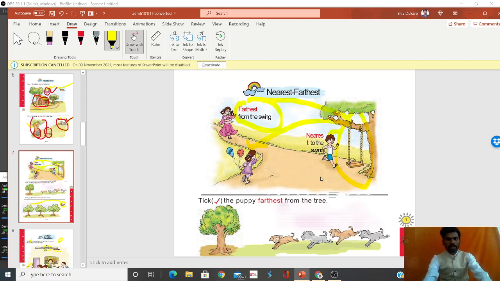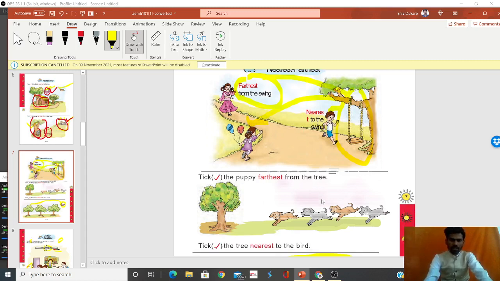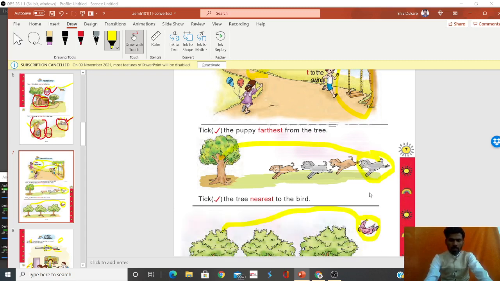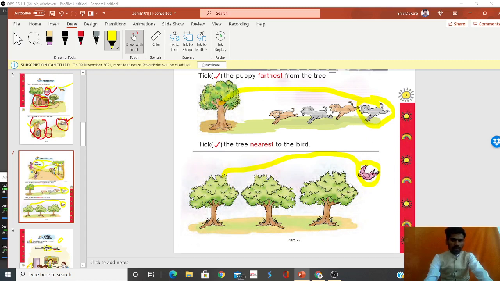Okay. Tick the puppy farthest from the tree. These are the four puppies. Which puppy is farthest from the tree? Here you can clearly see this puppy is farthest from the tree.